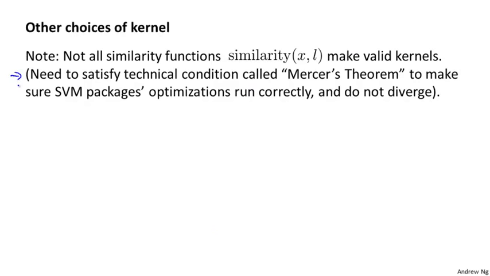It's called Mercer's theorem. And the reason they need to do this is because implementations of the SVM have lots of clever numerical optimization tricks in order to solve for the parameters theta efficiently. In the original design of SVMs, there was a decision made to restrict our attention only to kernels that satisfy this technical condition called Mercer's theorem. And what that does is make sure that all of these SVM software packages can use a large class of optimizations and get the parameter theta very quickly.